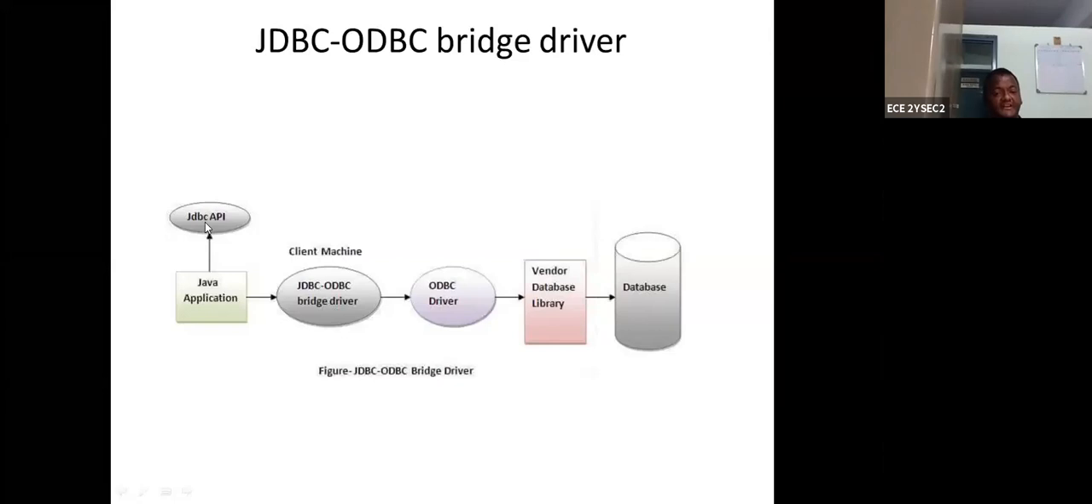So this is the working diagram. A JDBC application, select one of the applications. To do that, you can use the JDBC driver. This JDBC driver converts the Java methods into C language calls. Once the C language calls are made, ODBC can connect to the vendor database library, and from this library it is connected to the database. This is the path creation from JDBC to ODBC.